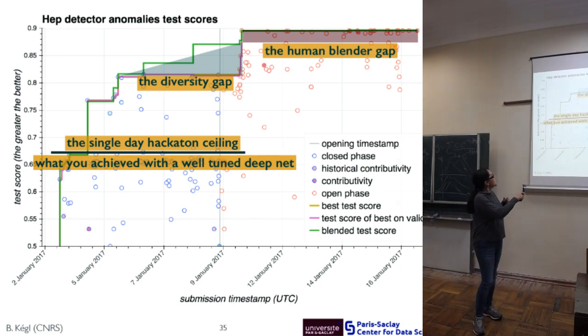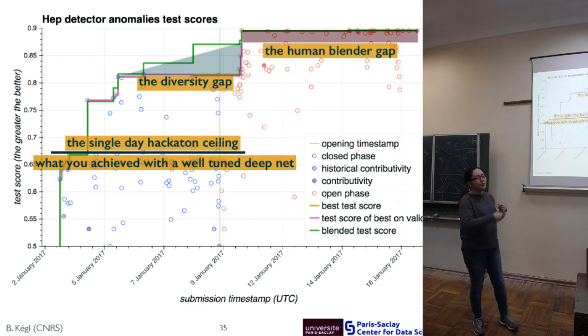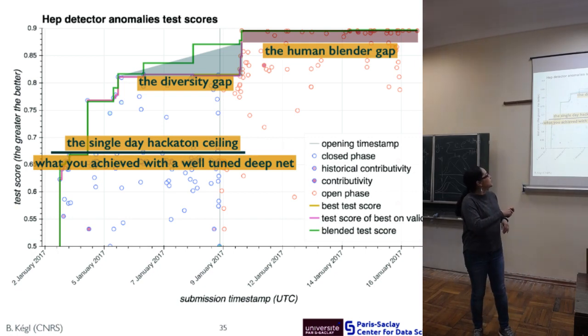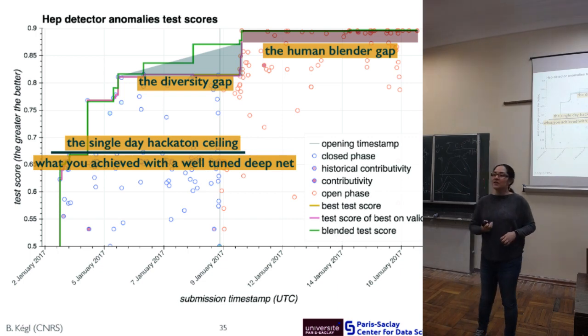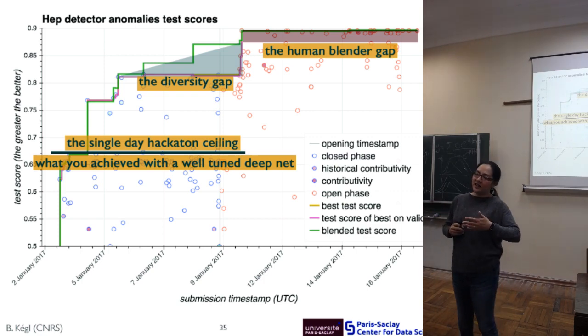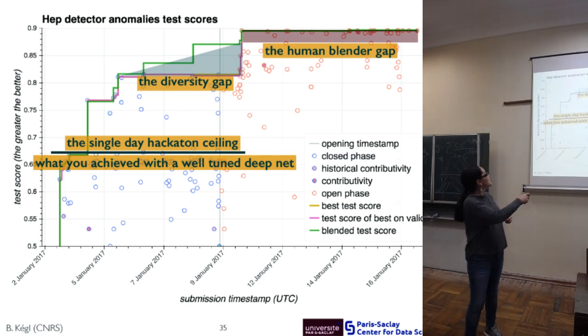So you open the challenge, and you have a single day here. This is what you would normally get with a well-trained neural network or something like that. So this is the first stage. Then you give people a little bit more time, and you see that the few people who keep working on the challenge go from here to here. This is the diversity gap, because different people think about the problem in different ways, and they come up with different solutions, and they can get up to here.